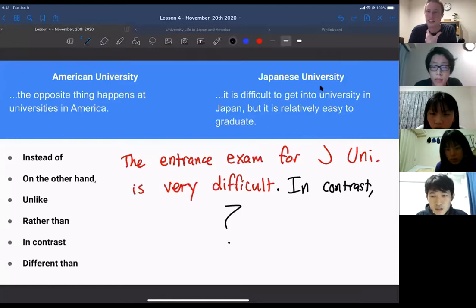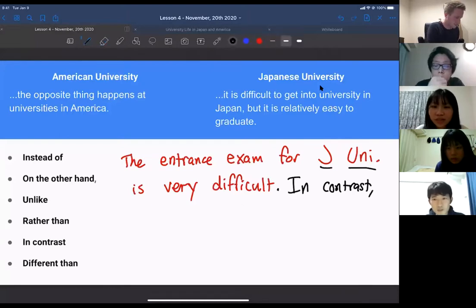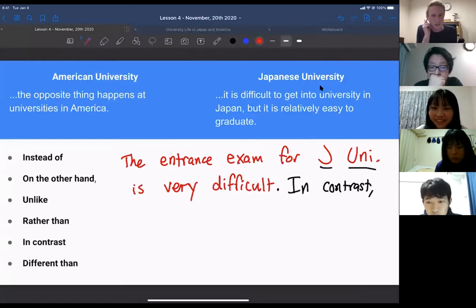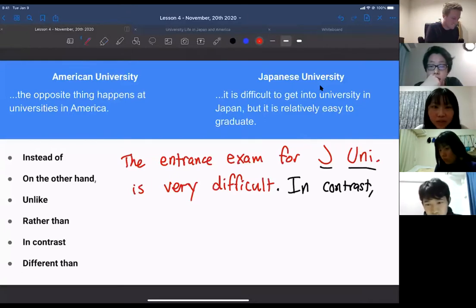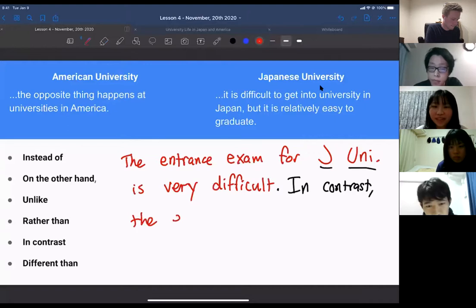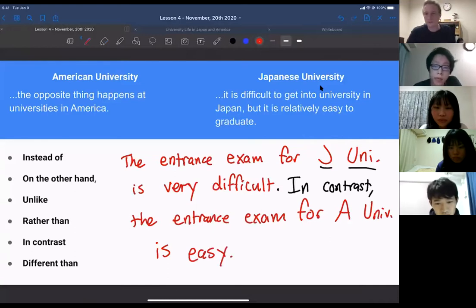The entrance exam for Japanese university is very difficult. In contrast, the entrance exam for American university is easy. American university is easy.